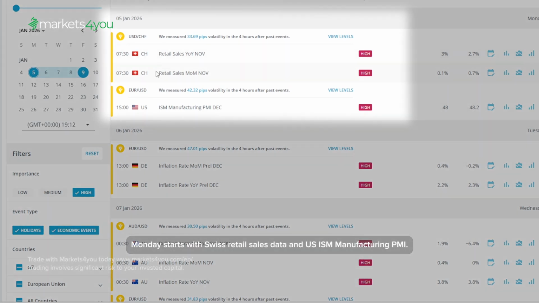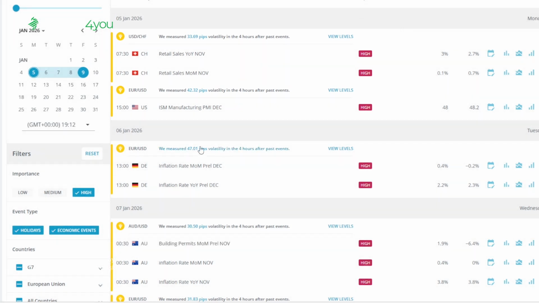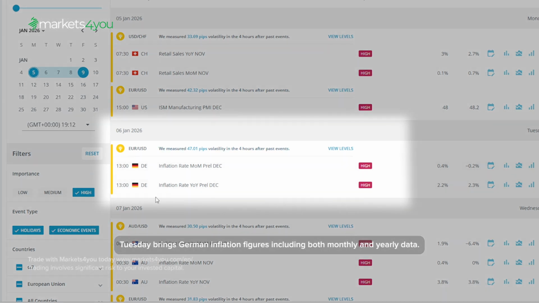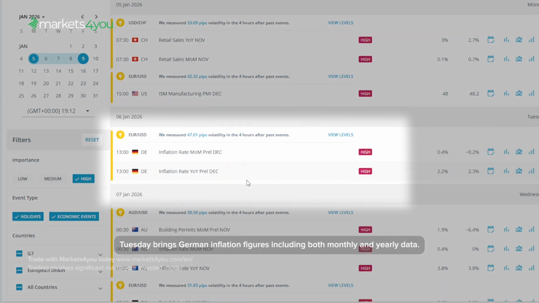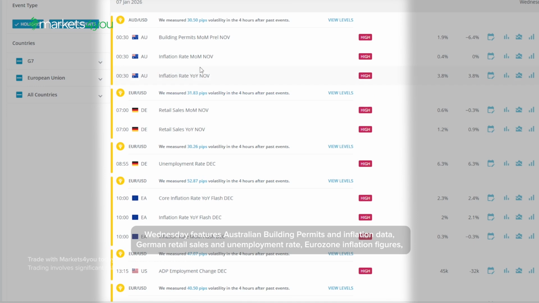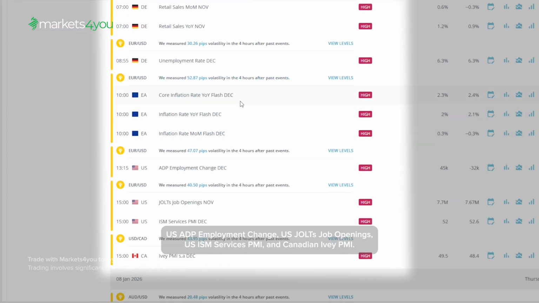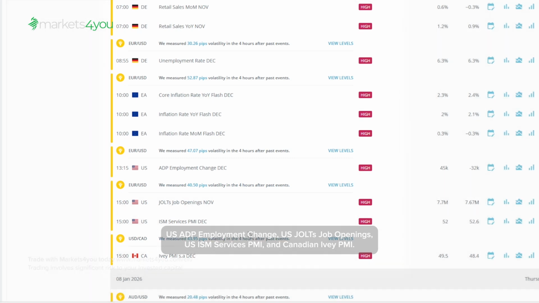Monday starts with Swiss retail sales data and US ISM manufacturing PMI. Tuesday brings German inflation figures including both monthly and yearly data. Wednesday features Australian building permits and inflation data, German retail sales and unemployment rate, Eurozone inflation figures, US ADP employment change, US JOLTS job openings, US ISM services PMI, and Canadian Ivey PMI.